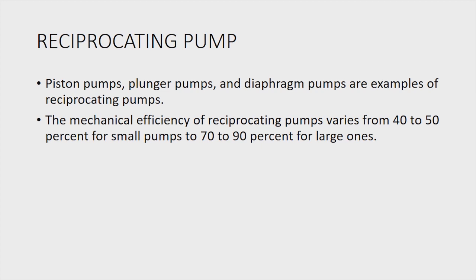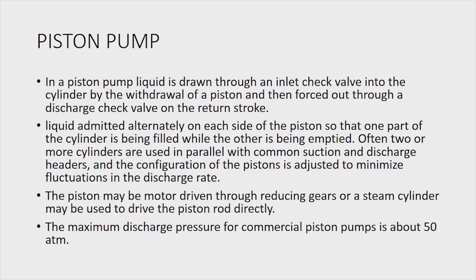The mechanical efficiency for reciprocating pumps varies from 40 to 50% for small pumps and 70 to 90% for larger ones. Mostly reciprocating pumps are used for high pressure treatments only. Speaking of examples of positive displacement pumps, the most important one is the piston pump.